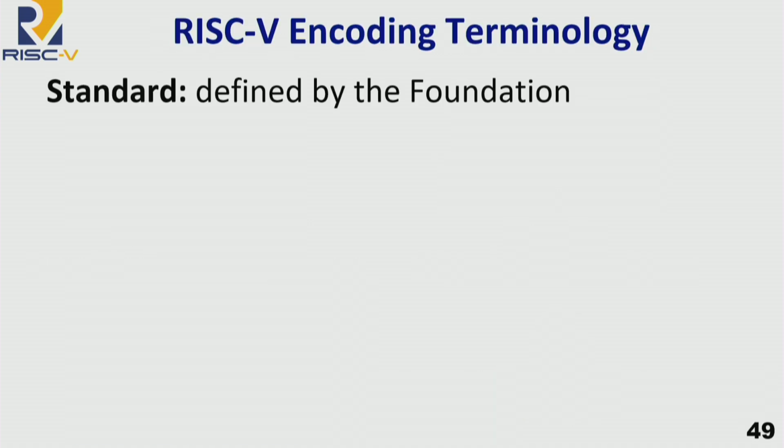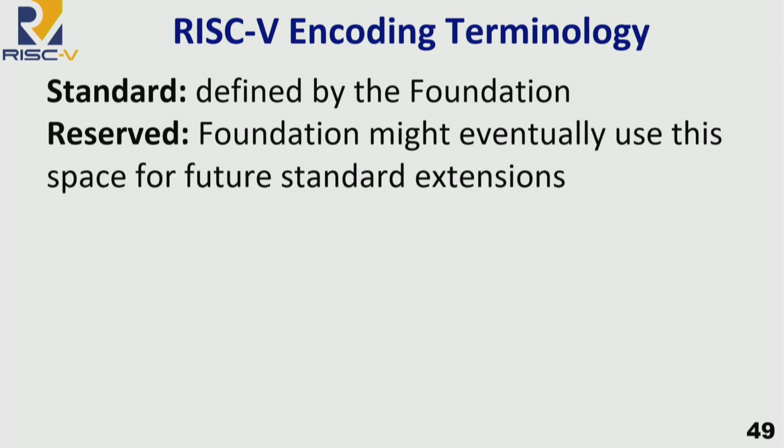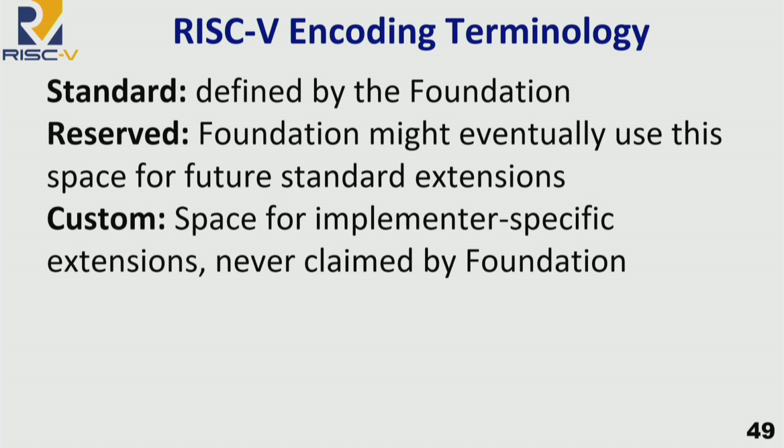So to help understand this, how does RISC-V work? How is it standard? How is it customizable? We say a standard piece of the ISA is something the foundation has defined. Reserved is space the foundation says, we're going to use this in the future. If you use this, you're going to probably be stomped on by something that's coming down the pipe later. But custom space, we said, this will never be used by the foundation. Feel free to use this part of the encoding space.